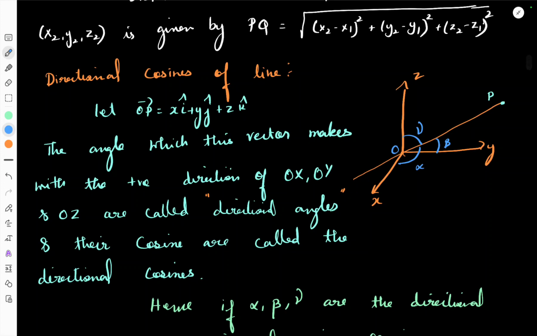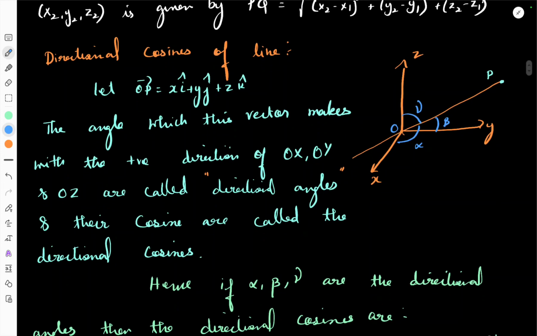You know very well what directional cosines of a vector are. So now we will see what directional cosines of a line are. What I am taking here is, on the line I am taking one point P. The coordinates of P are, let's say, x comma y comma z, which means the vector OP will be equal to x i cap plus y j cap plus z k cap.